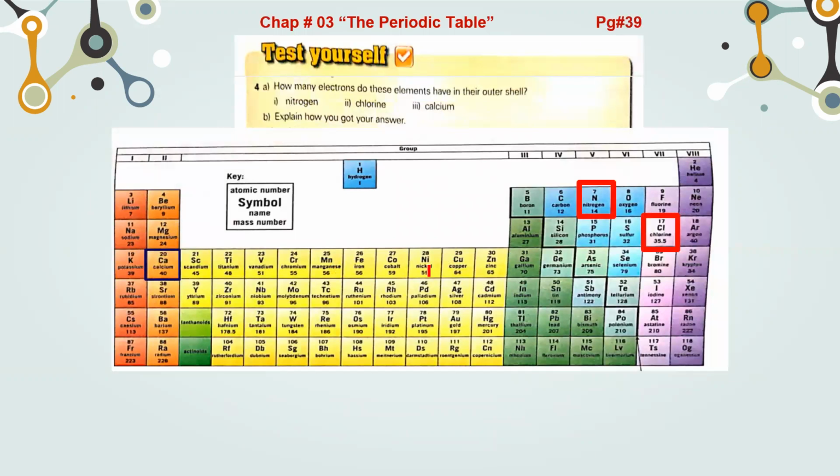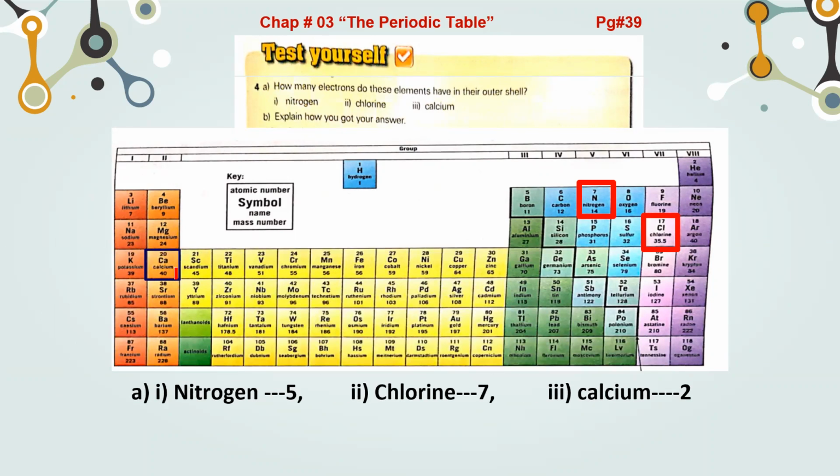How many electrons do these elements have in their outer shell? Nitrogen, chlorine, and calcium. So nitrogen has how many? Yes, 5. Nitrogen has 5 electrons in its outermost shell. Chlorine has 7. And calcium has 2 electrons. Very good. So nitrogen has 5, chlorine has 7, and calcium has 2 electrons in their outermost shell.